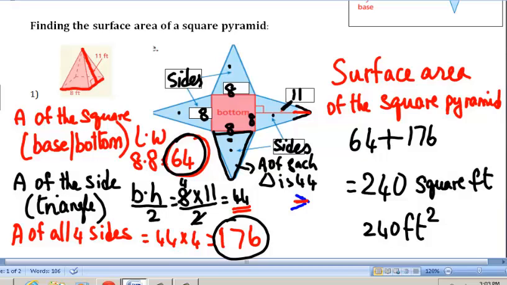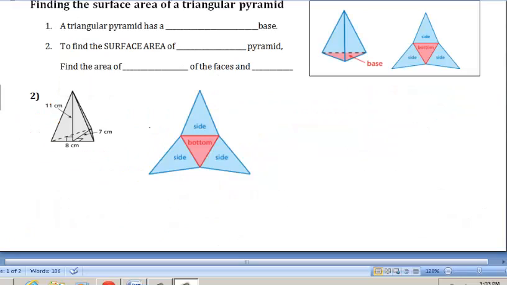Okay, let's take a look at the next problem. In this case, we are finding the surface area of a triangular pyramid. Why is it called a triangular pyramid? Because the base is the shape of a triangle. So this is your base, and then on the sides, these are the sides, which are always a triangle for a pyramid. Okay, so triangle pyramid has a triangle base.